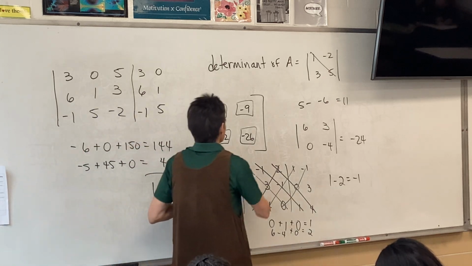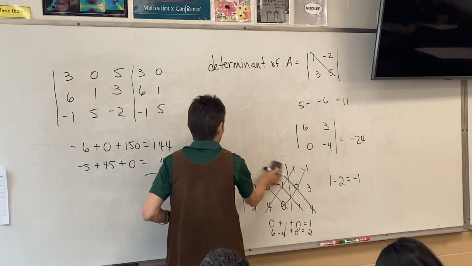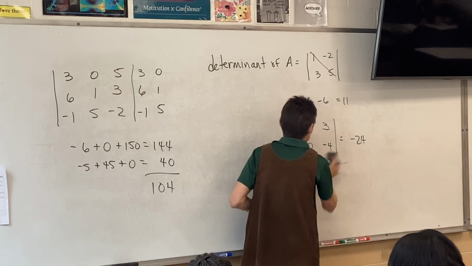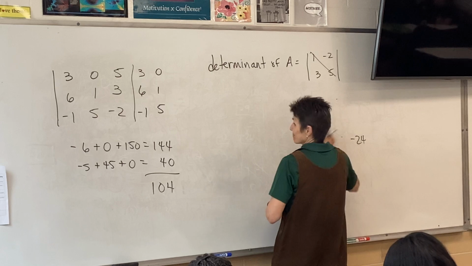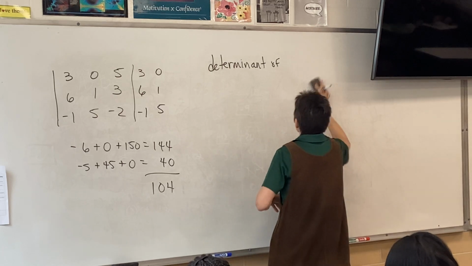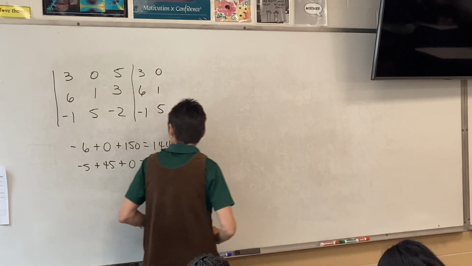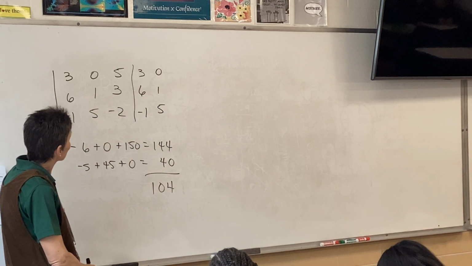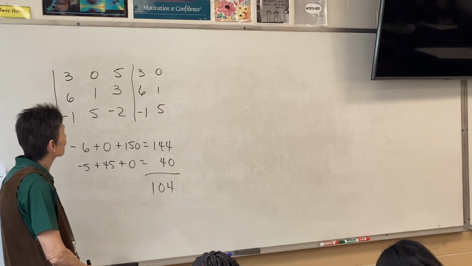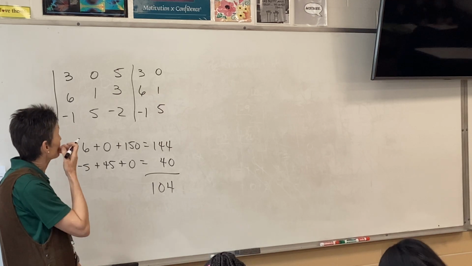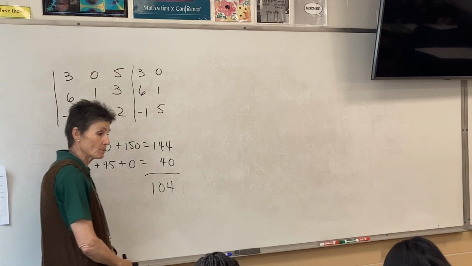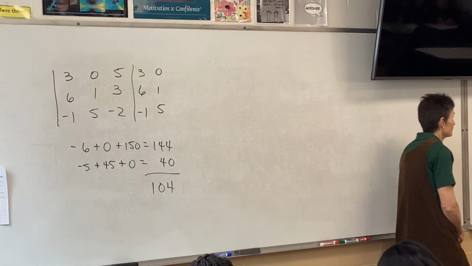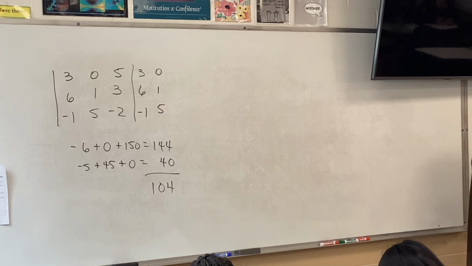It is so easy to make mistakes, and I do it all the time with these. I got 104. But I don't know if that's right. Yeah, I got the same thing. Okay, take a look at those numbers. Make sure you're getting 104.